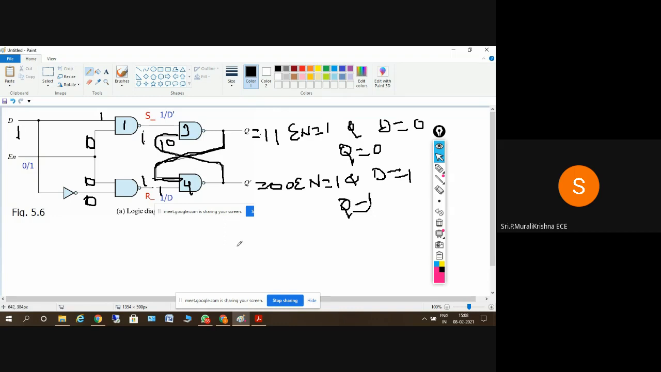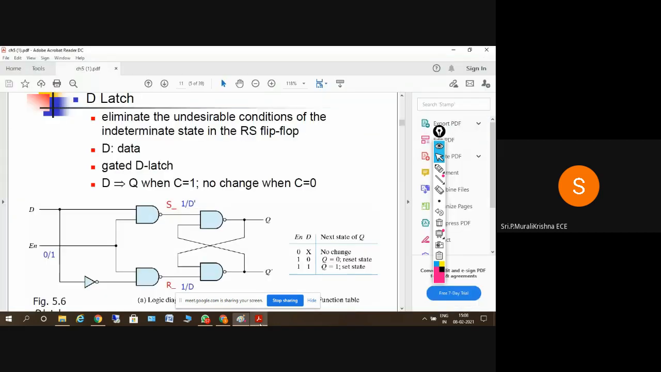Okay, so the truth table will be like this. Enable, D, output. When enable is 0, irrespective of the value of D, there is no change in the state. When enable is 1, if D is equal to 0, output is equal to 0. If enable is equal to 1 and D is equal to 1, output is equal to 1. So that will be the truth table here. Clear?